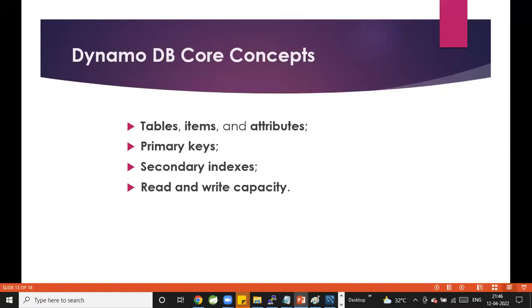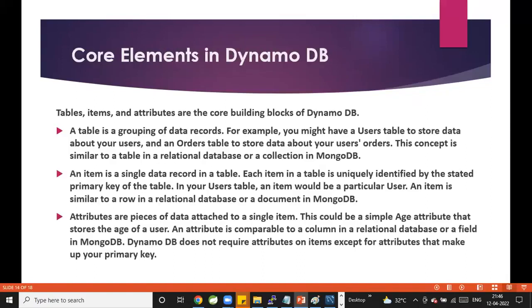Now, table is a group of records. Item is a single record in a table. Attributes are nothing but columns. Table means a collection of items. Every table will contain a collection of attributes. These are called core elements in DynamoDB.